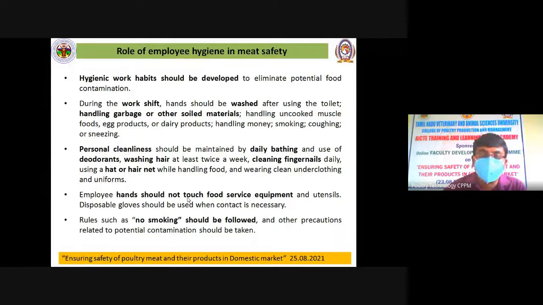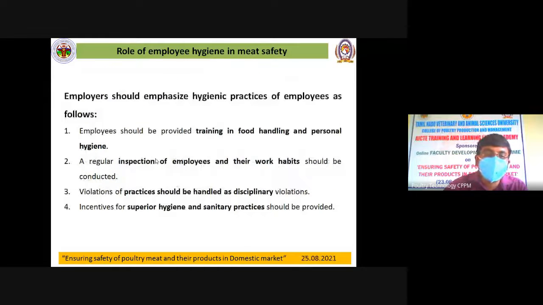other precautions related to potential contamination should be taken by the employers. Employers who are employing the employees should emphasize the hygienic practices as follows. Employees should be provided training in food handling and personal hygiene. A regular inspection of employees and their work habits should be conducted, and violation of practices should be handled as disciplinary violations. Incentives for superior hygiene and sanitary practices should be provided. By having this activity, it will improve the hygiene of the employees also.